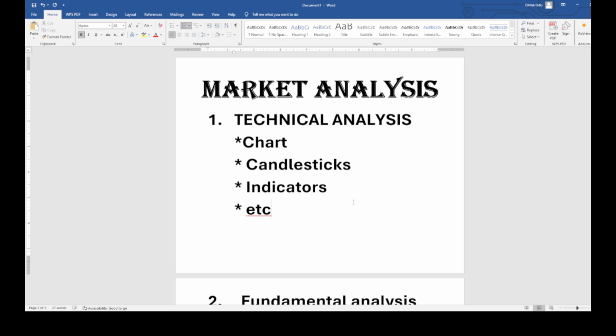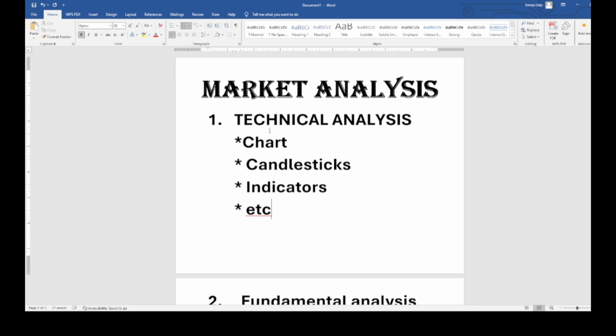Then the other one, you can use indicators, maybe one or two indicators. So that's what we're going to use and analyze the market. Now we are using technical analysis. The other one is fundamental. We'll get there very soon.